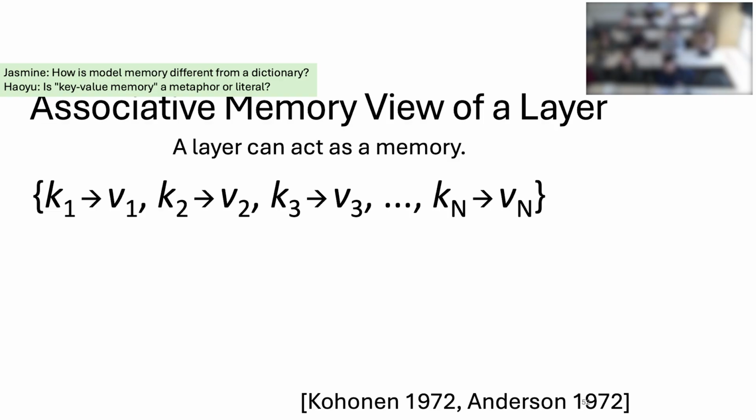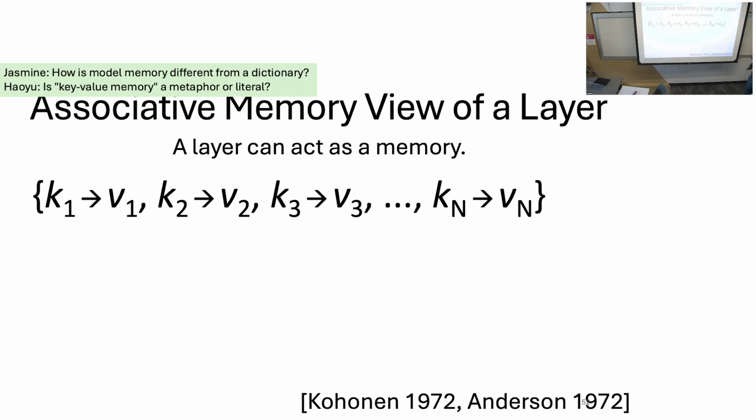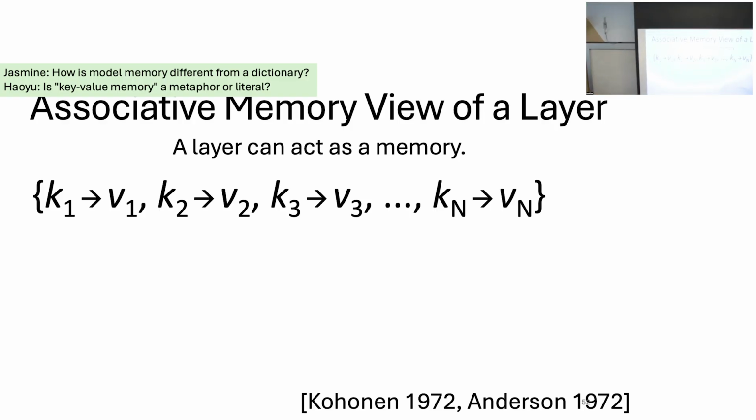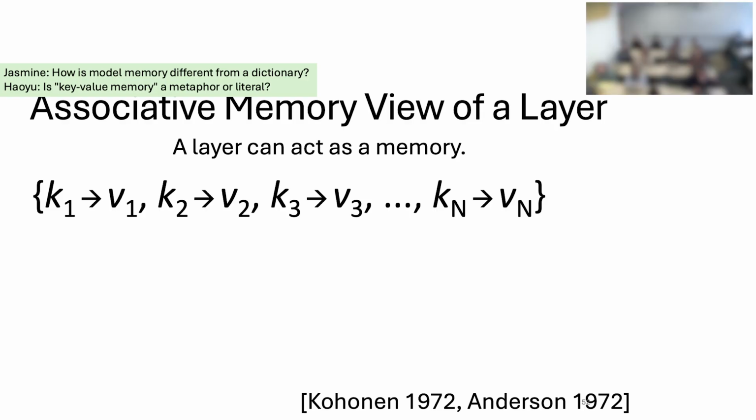Okay. So how is model memory different from a dictionary? Is key value memory a metaphor or literal? Why don't you guys ask that question more elaborately? Okay.